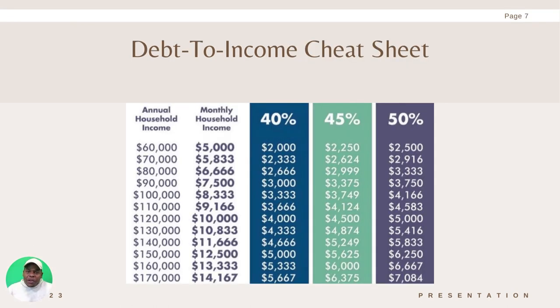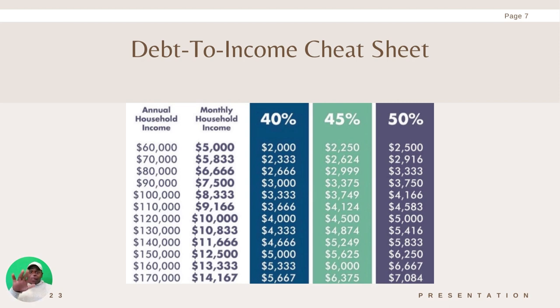So we have a debt to income cheat sheet. And so you have $60,000 divided by 12 is $5,000. 40% debt to income ratio is $2,000, and so on and so on. So I just want you to go through this. If you have any questions, please reach out.